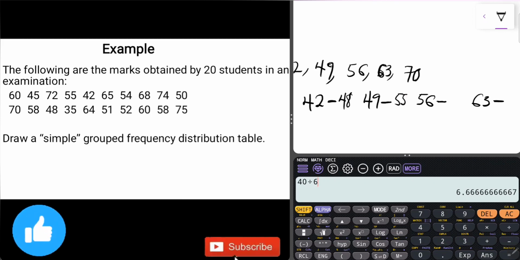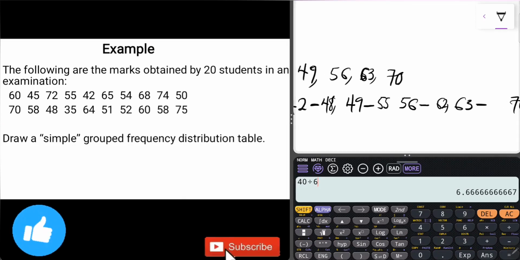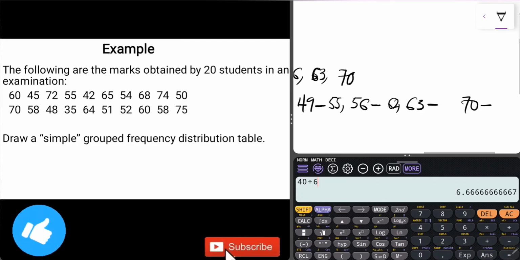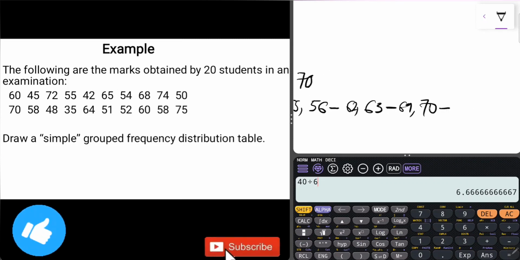And then from 49 here, the next starts at 56, and then it ends at 55. So here, since it starts at 56 and here it starts at 63 as the next class, it's going to end at 62, right? So let's take note of that. And then here 63, the next starts at 70, so it's going to end at 69. And here when you also start at 70, you're going to end at 76.